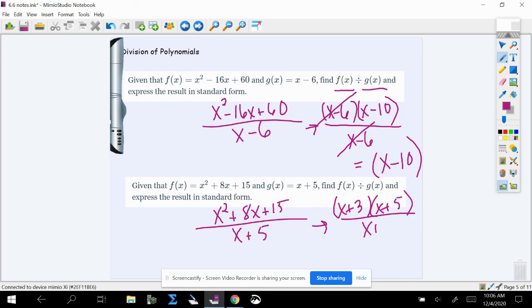You still have the x plus 5 on the bottom. That doesn't factor. This factor and this factor are identical, so again, I'm allowed to cancel it. So my final answer is whatever did not cancel. So my final answer is x plus 3.